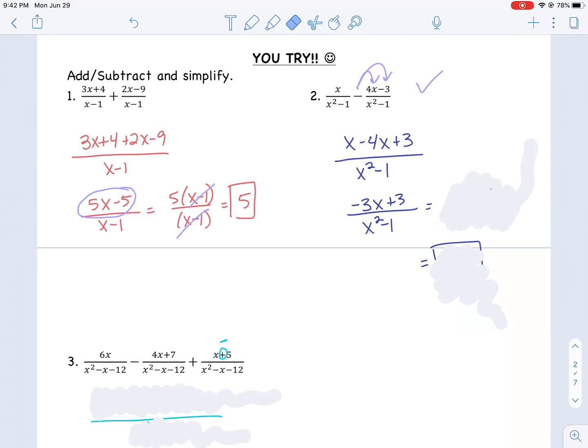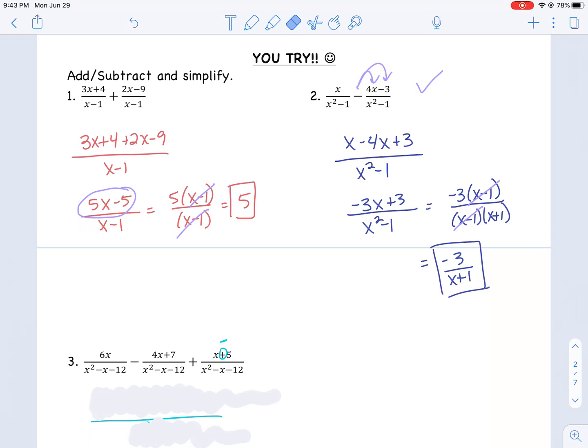But let's see if we can factor any more to help us reduce. It looks like my numerator has a GCF that I can actually factor out, a negative 3, leaving me with an x minus 1. My denominator is a difference of squares. I can factor that into an x minus 1 and an x plus 1. I see a GCF of an x minus 1 on the top and the bottom. That leaves me with a negative 3 in my numerator and an x plus 1 in my denominator.